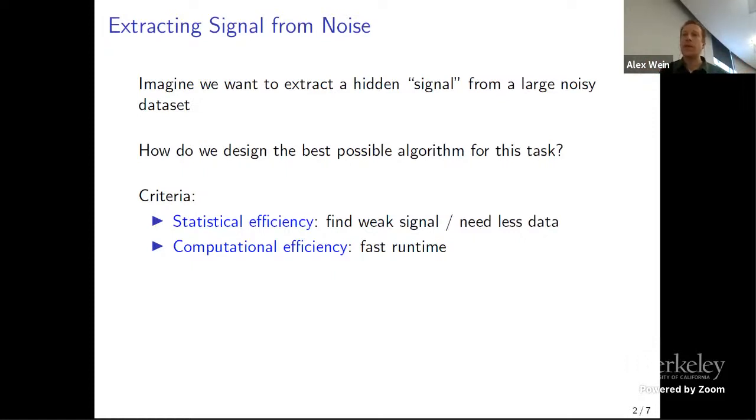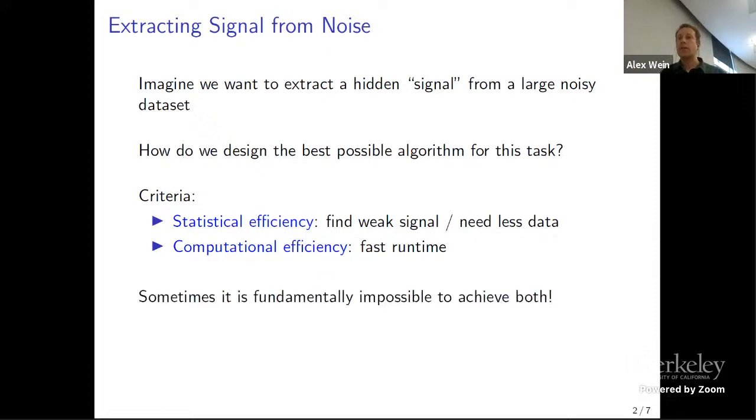And on the other hand, we also care about computational efficiency. We want a fast runtime so that we can scale this to huge problems. But actually, it's sometimes fundamentally impossible to achieve both of these goals simultaneously. And so I'm interested in determining which types of trade-offs are possible.